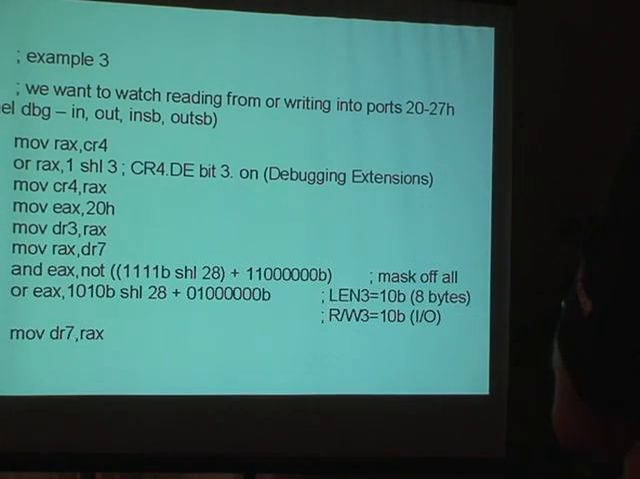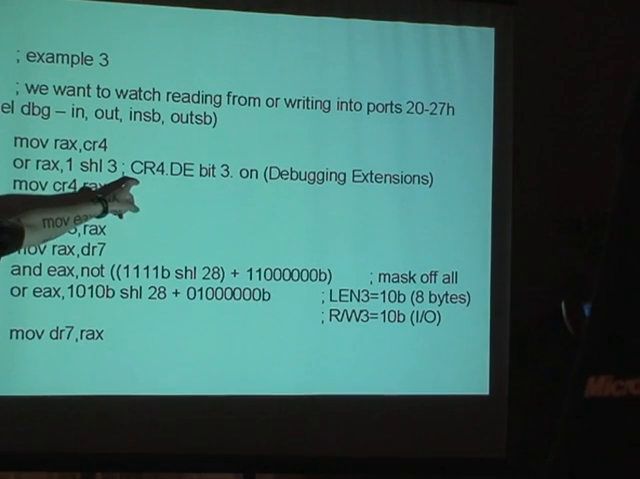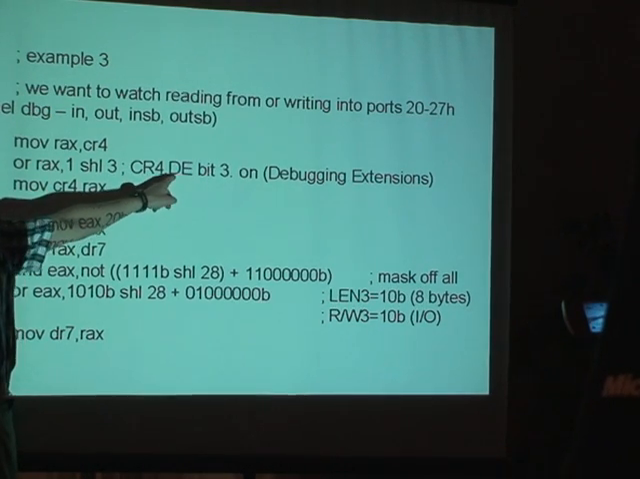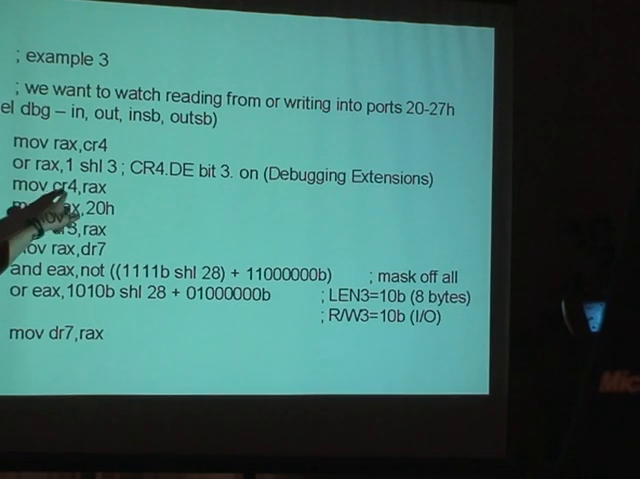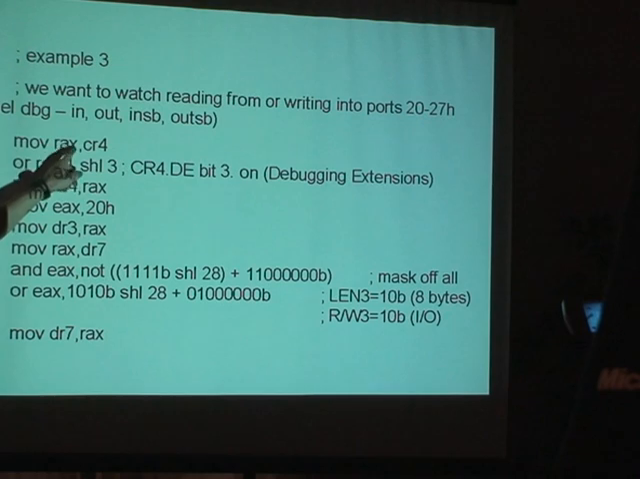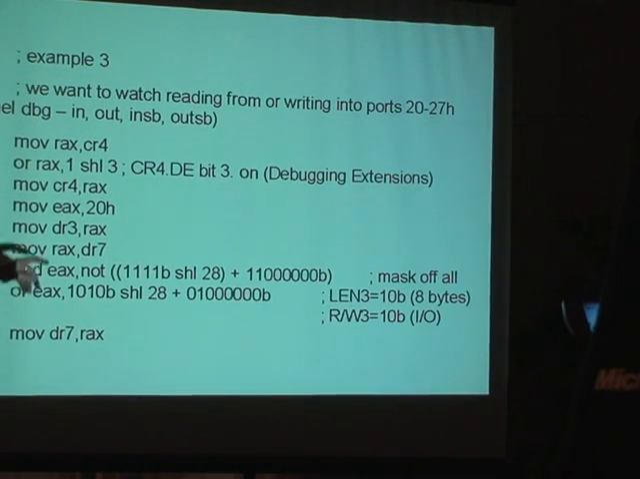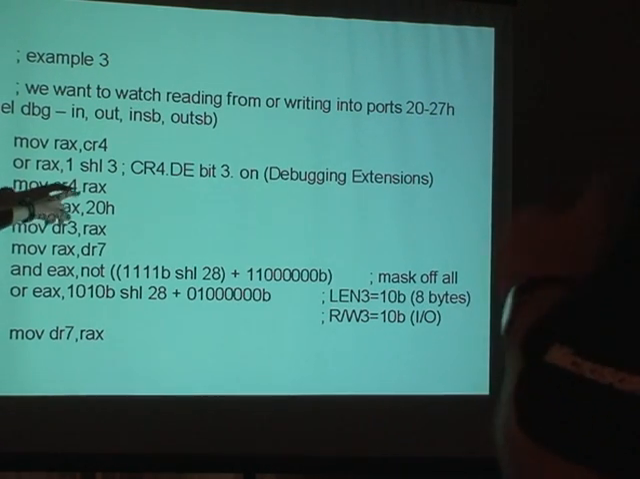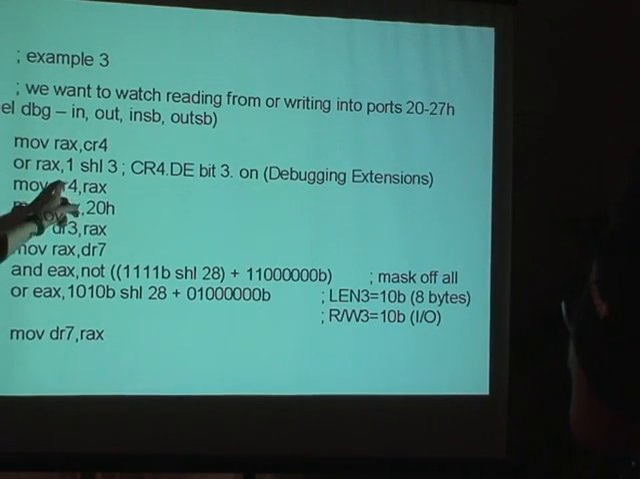We can prepare this type of breakpoint for accessing the ports we want. The kernel must enable this one bit in control register 4. This instruction can be executed only in ring 0. We read control register 4, we enable bit 3, then we write the value back into control register 4.